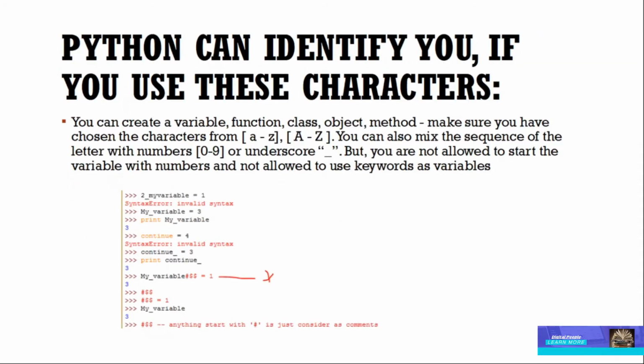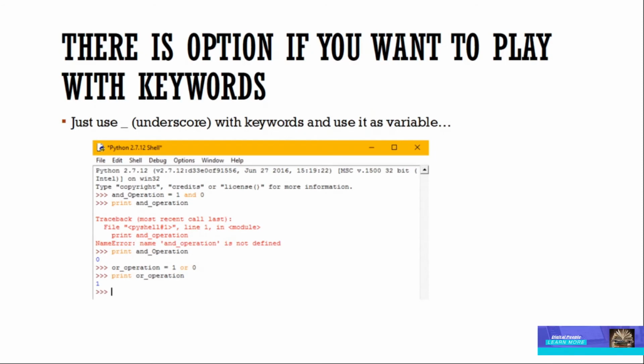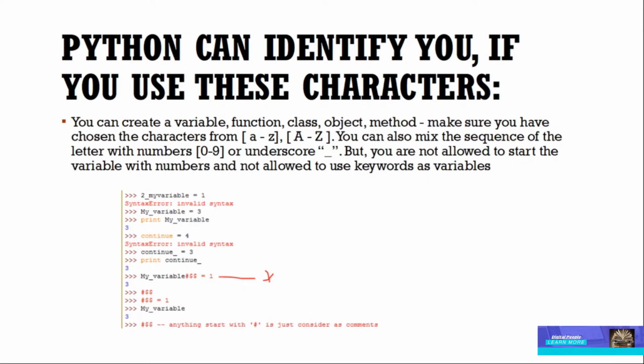Variables should be between A to Z, small and capital, and also numbers from 0 to 9, and to some extent you can use underscore, but you are not allowed to start a variable with a number and not allowed to use keywords as a variable. Let's see some examples. So I wanted to define a variable 2 underscore my variable equal to 1. I got a syntax error. Again, my underscore variable equal to 3, and then I am able to print my underscore variable because underscore is accepted. Now, as you know, continue is a keyword of Python, still I can use an underscore to manipulate that and then I can use it as a variable.